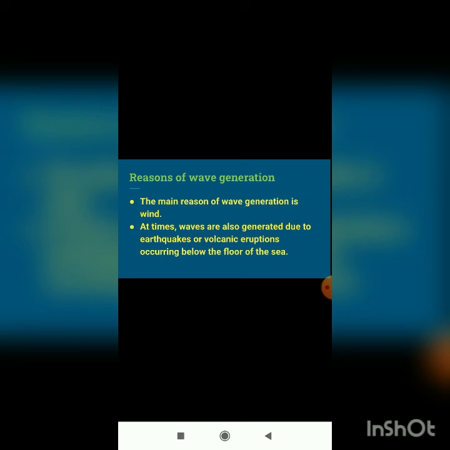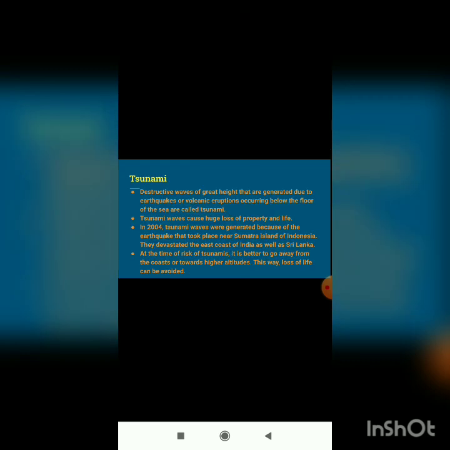Reasons of wave generation. The main reason of wave generation is wind. Okay, so what is the main reason of wave generation? It is nothing but wind. At times, waves are also generated due to earthquakes or volcanic eruptions occurring below the floor of the sea. Now students, we will be learning the most important part in detail, which is called tsunami.